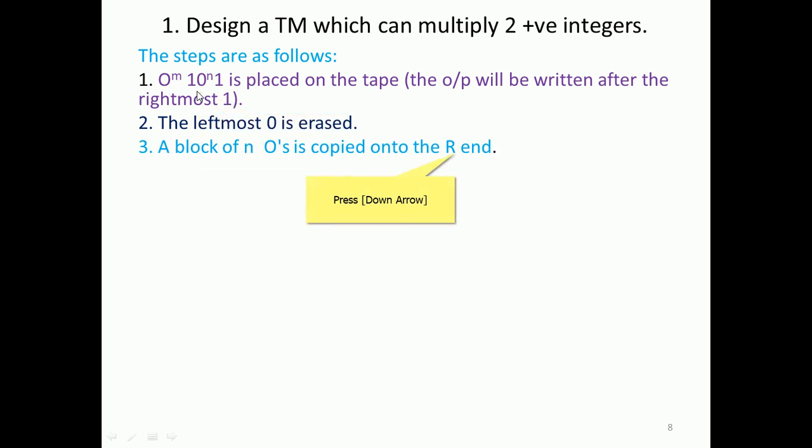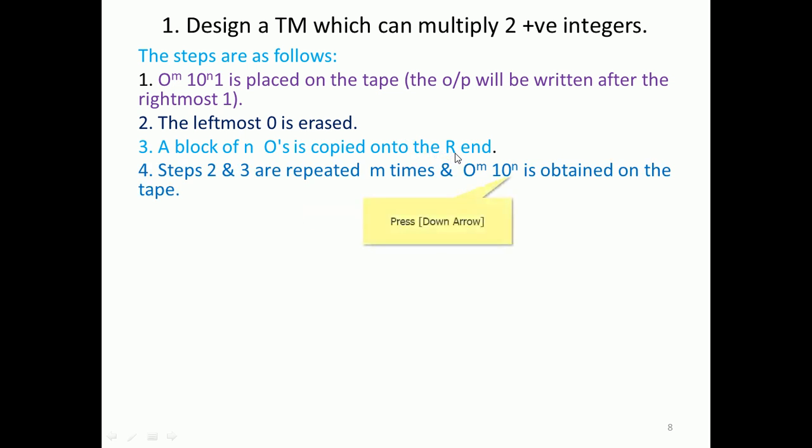A block of n zeros is copied onto the right end. Then in the second and third steps, the leftmost 0 is erased and the block of zeros is copied to the right side. Steps 2 and 3 are repeated m times, and 0 power m, 1, 0 power n, 1 is obtained on the tape.